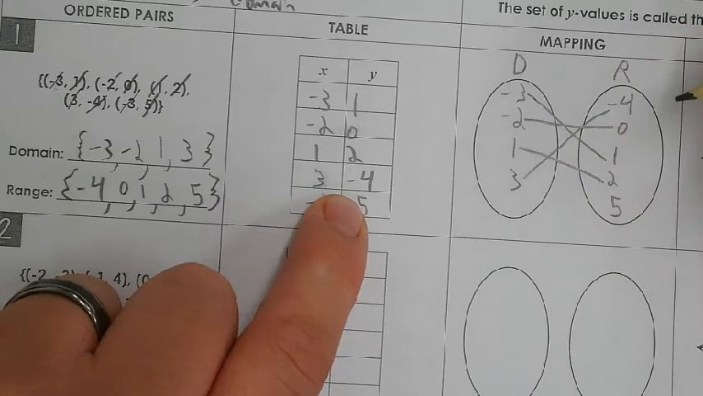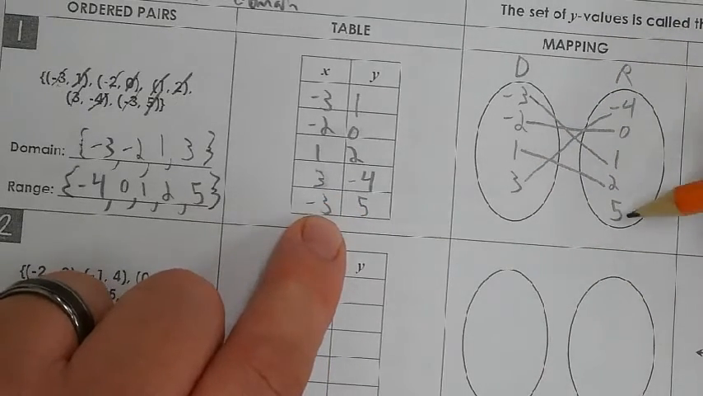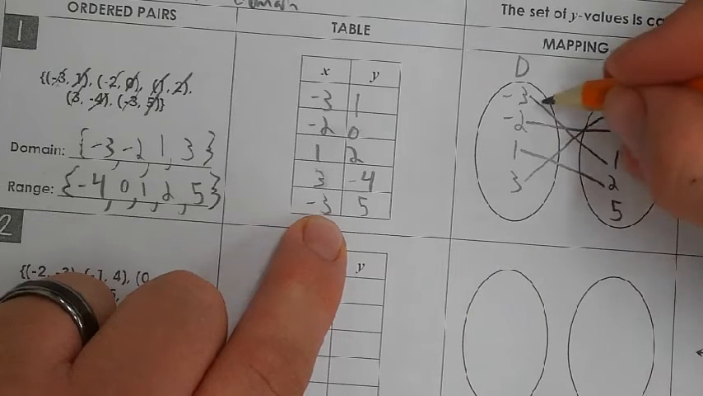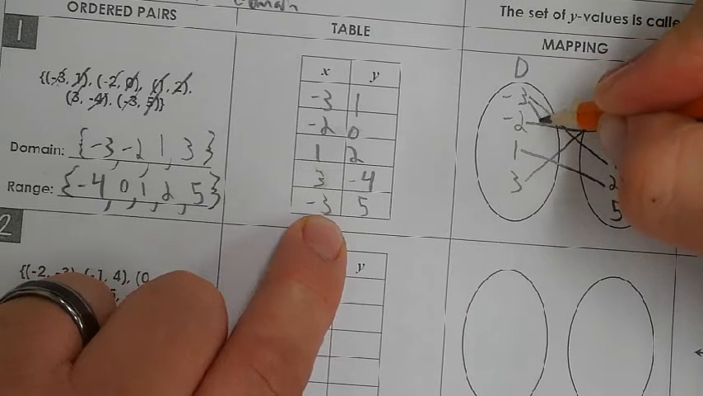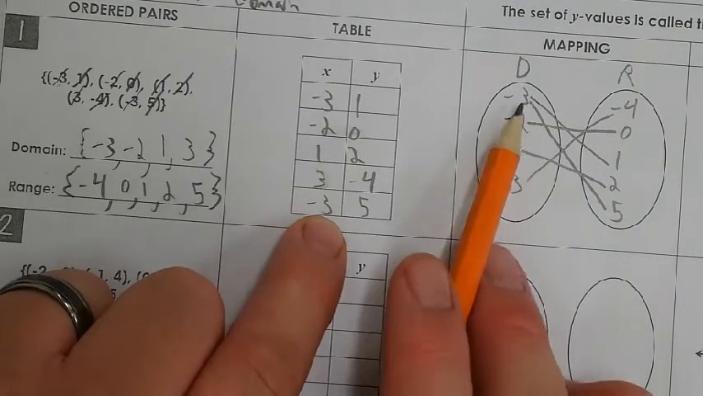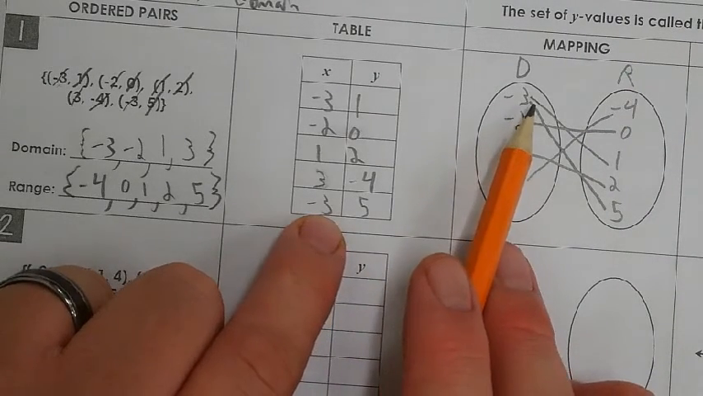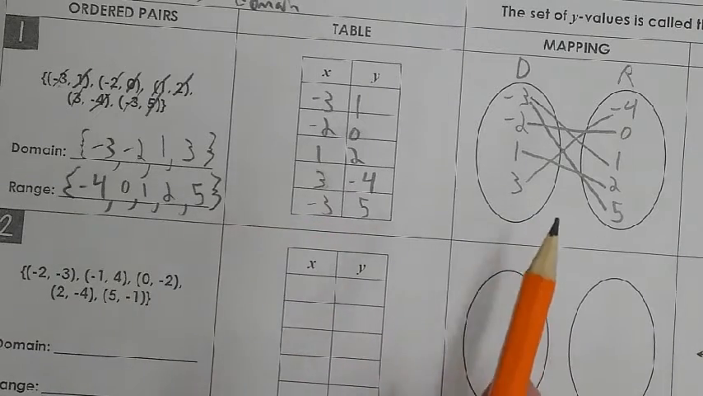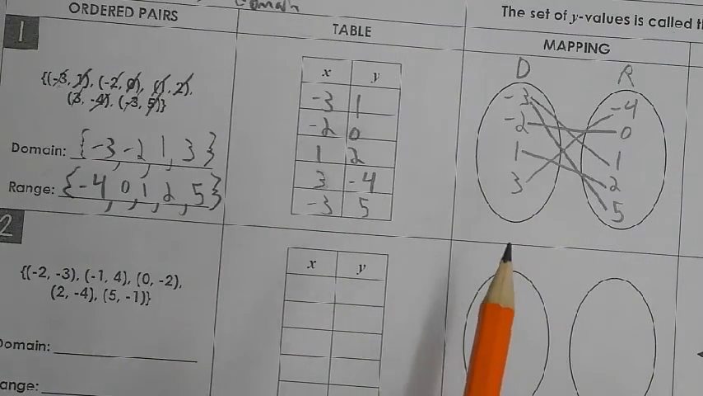What about 5? And then if you notice, you have the (-3, 5). So you're going to draw 2 lines from that -3, to 1 and to 5. So if a domain is repeated more than once, you'll have multiple lines from that number. Does that make sense for the mapping? It's not hard, it's just weird. You probably haven't seen it before.